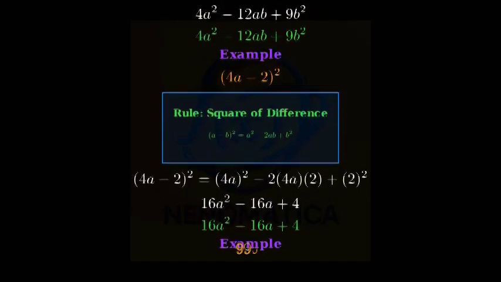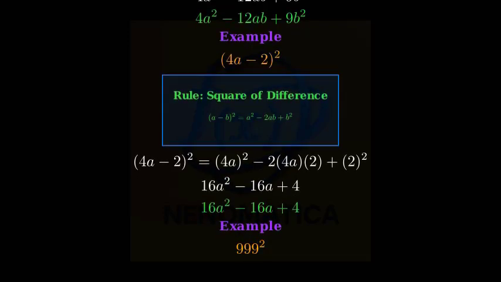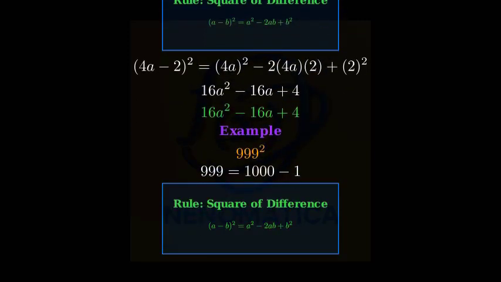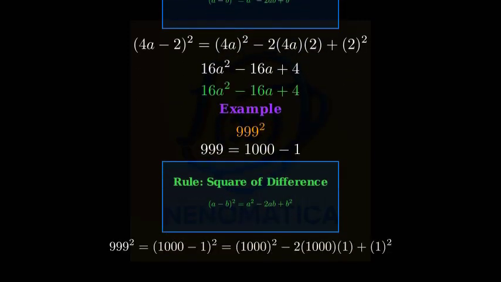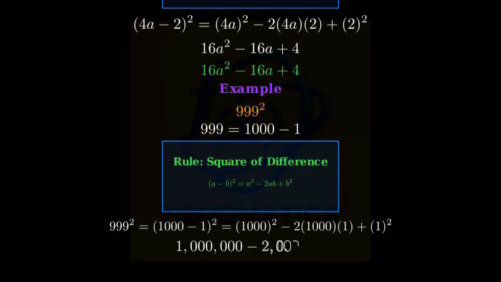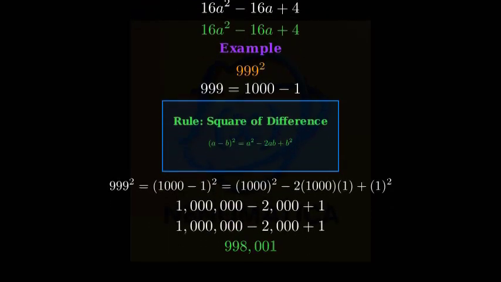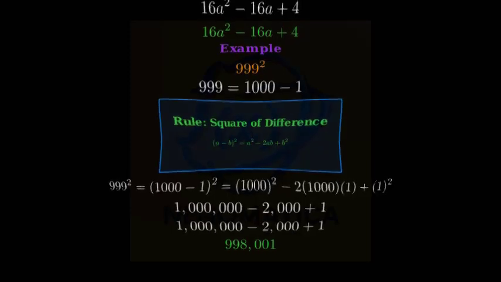Let's look at our final example from the problem. Now we'll expand 999 squared. For this example, we can use a clever approach. We'll rewrite 999 as 1000 minus 1. Then we can apply the square of difference identity with a equals 1000 and b equals 1. This gives us 1000 squared minus 2 times 1000 times 1 plus 1 squared, which is 1 million minus 2000 plus 1, and the final result is 998,001. This last example demonstrates how the square of difference identity can be a powerful tool for mental math calculations.